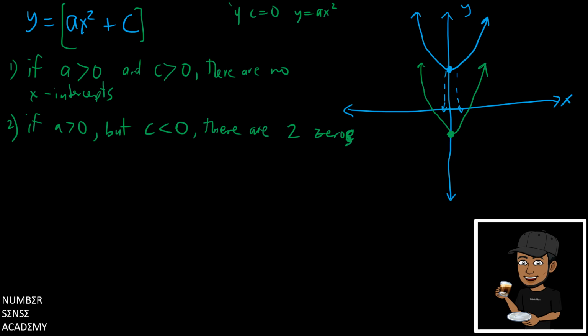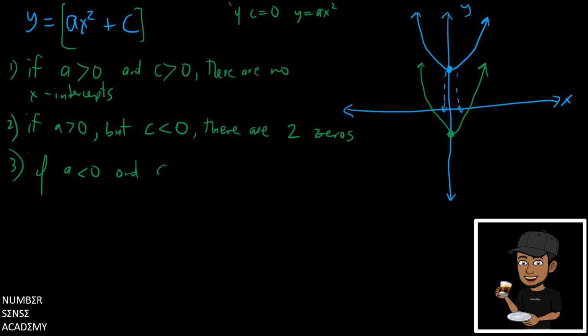How do you spell zeros? Call it like that. Two x-intercepts. That's not good. Two zeros. All right, number 3. If a is still positive, no, let's look at what if a is negative. We already covered the positive. So if a is negative now, so a is less than 0, which means that the graph opens down.